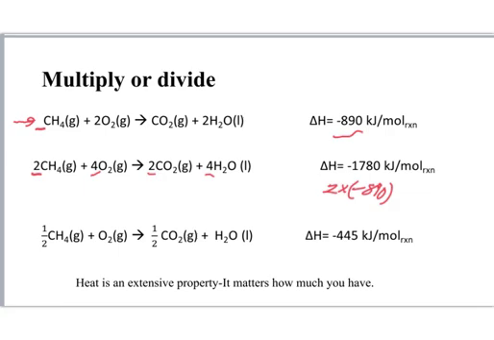And if I cut it in half, instead of 1, I make it 1/2. Instead of 2, I make it 1, 1/2, and 1. I also have to cut that energy in half. So instead of negative 890, negative 445 kilojoules of energy. So this really highlights that heat is an extensive property. It matters how much you have, extensive as opposed to intensive, where it's just a part of it. It matters how much is in the reaction.